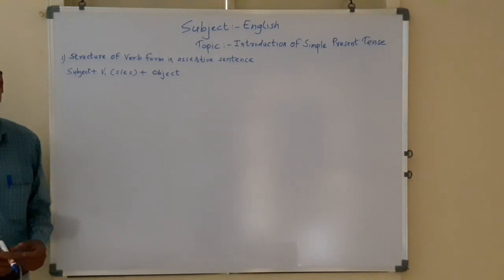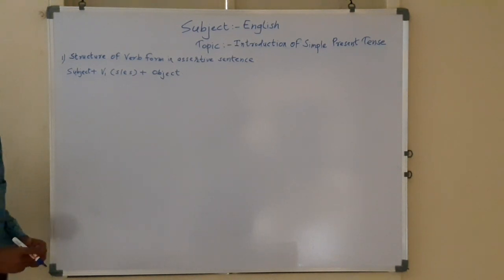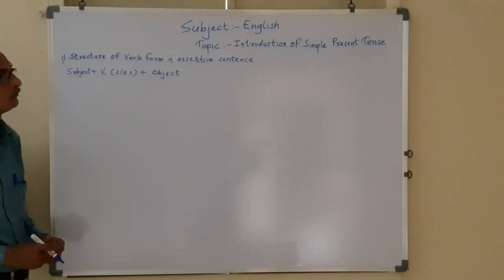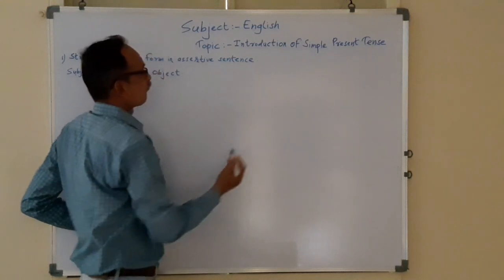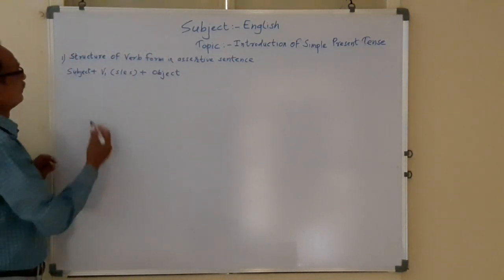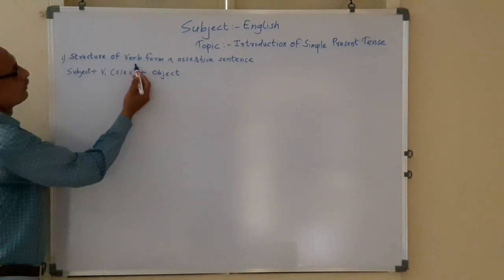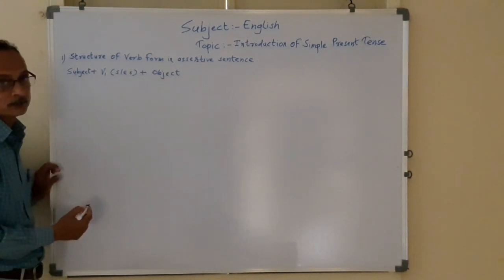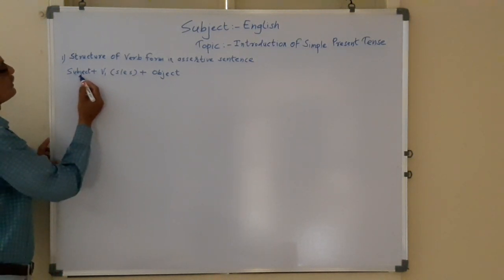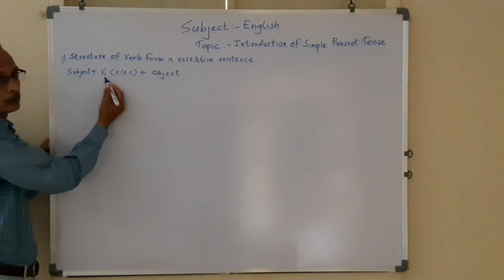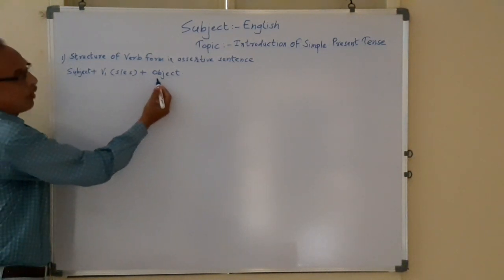In the first part, we learned about types of tenses. In the second part, we learned the introduction of simple present tense, and the structure of verb form in an assertive sentence. The structure is: first the subject, then the verb in the base form, then the object.